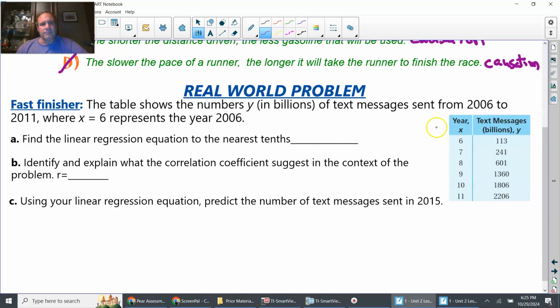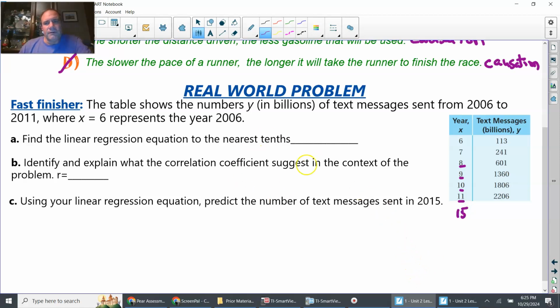Here's the real world problem that you will see if you know everything here. You have to find the linear regression equation to the nearest tenth, and identify and explain what the correlation coefficient suggests in the context of the problem. So there's the r. Using the linear regression equation, predict the number of text messages that are sent in 2015. Just remember the years are labeled like that, so 15 would be something like this.